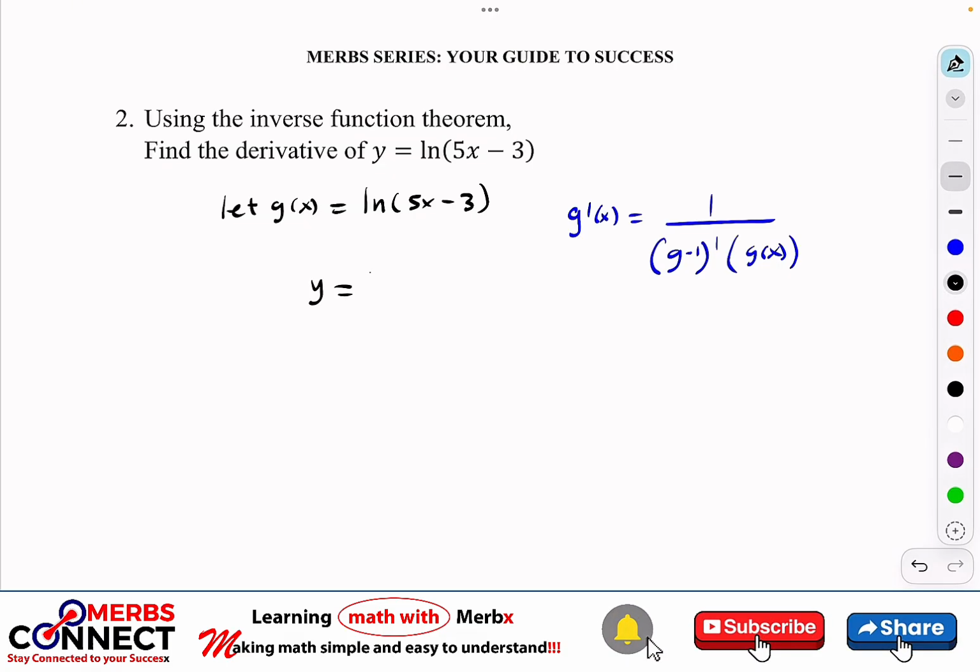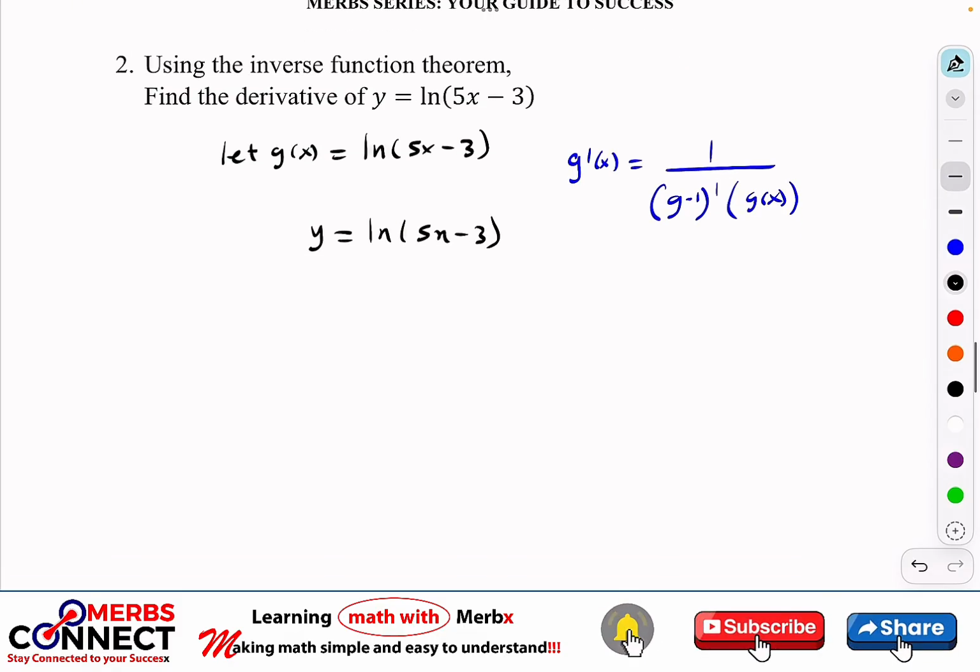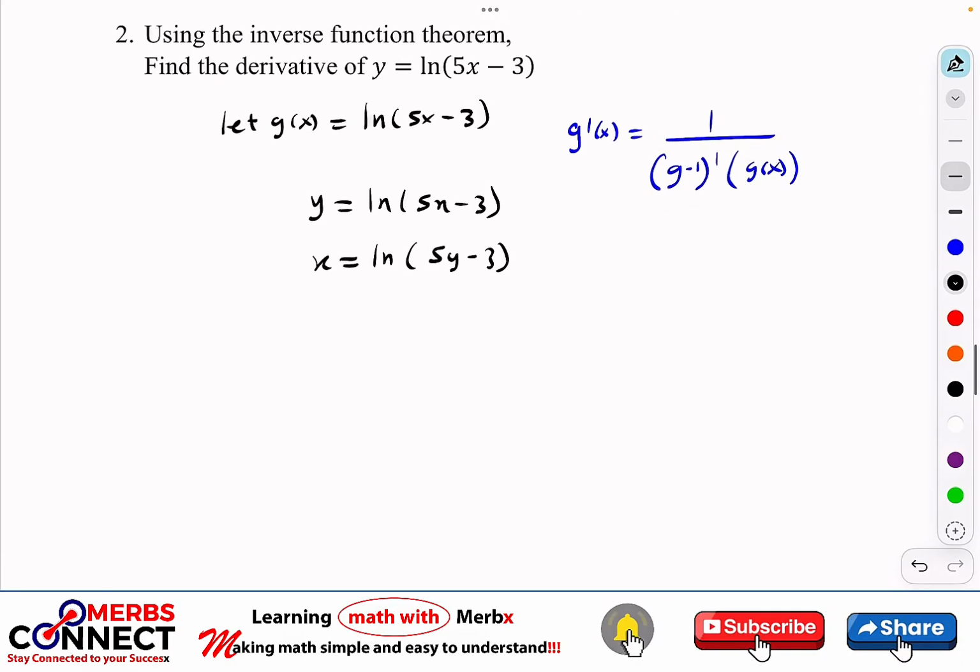y is equal to the natural log of 5x minus 3. So how do we find the inverse of this? Okay, great. Now, we don't need to do any simplification. First, we just need to interchange x and y. So we are going to have x equals the natural log of 5y minus 3. Now let's make y the subject.